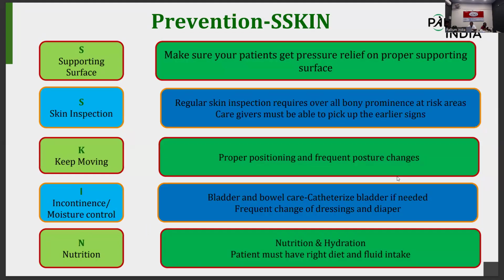So there is a criteria for prevention. It's SSKIN. S is for supporting surface. We have to be careful to make sure your patient gets pressure relief on a proper supporting surface, like an air bed. Sometimes the electricity supply is very low in that area, which means you have to provide a water mattress.